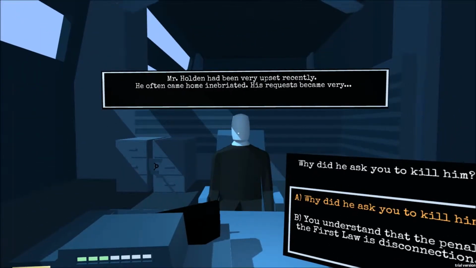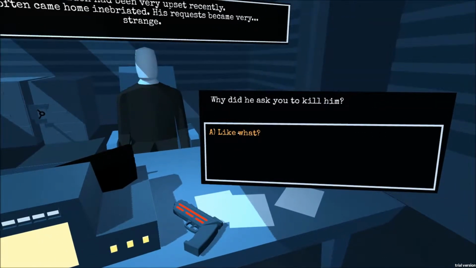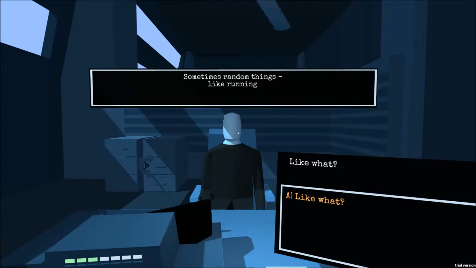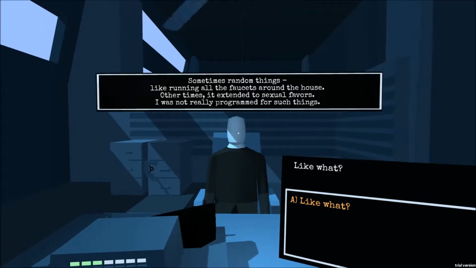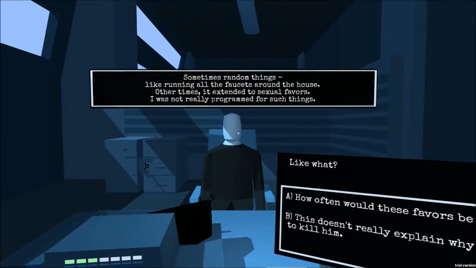Why did he ask you to kill him? Mr. Holden had been very upset recently. He often came home inebriated. His requests became very strange. Like what? Sometimes random things, like running all the faucets around the house. Other times it extended to sexual favours. I really was not programmed for such things.